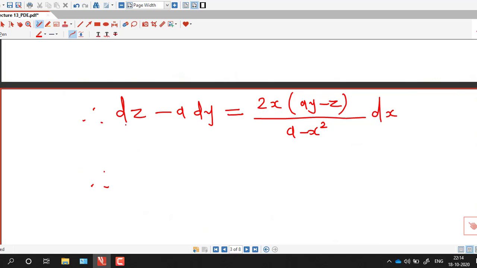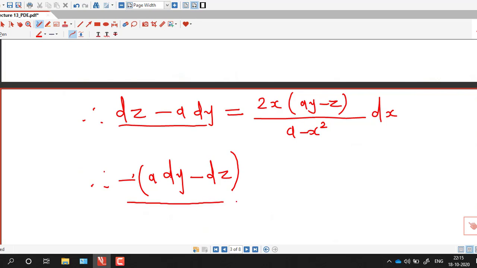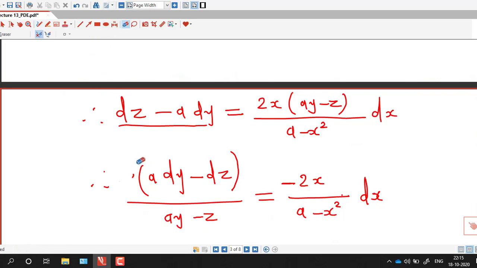Now, if you observe, this I can rewrite as negative of a dy minus dz. And I take this term ay minus z on left hand side, and this I write as dx, 2x divided by a minus x square. I keep a minus x square as it is. 2x divided by a minus x square dx. And this negative sign also we consider on right hand side. Okay, so here we take minus 2x divided by a minus x square, and we remove this bracket.